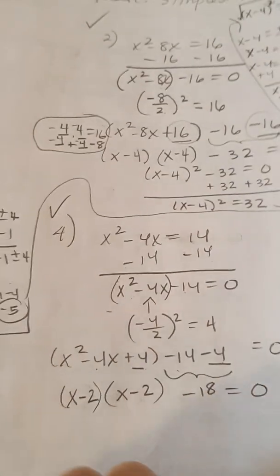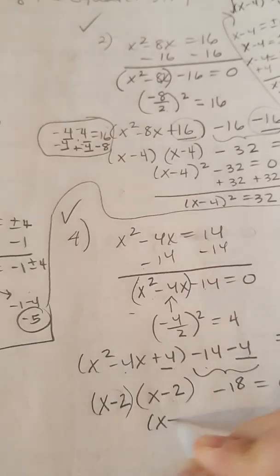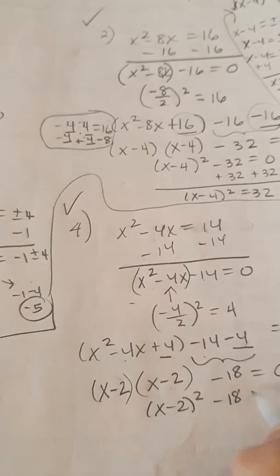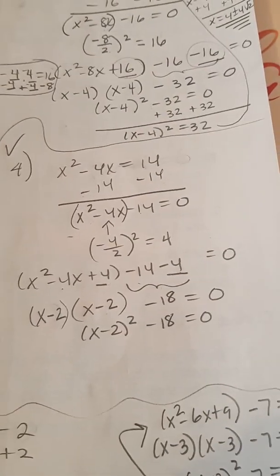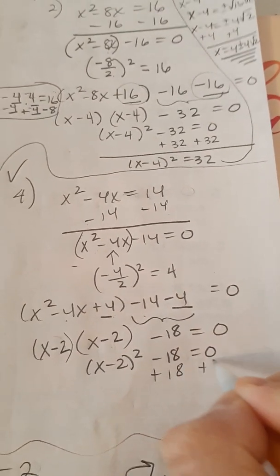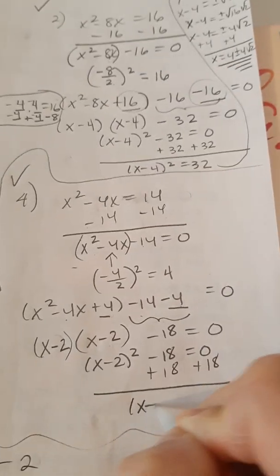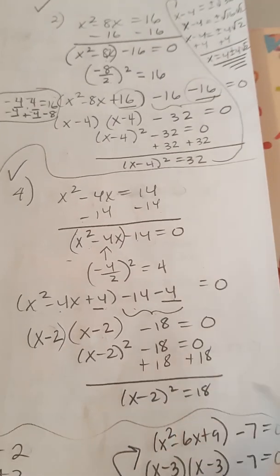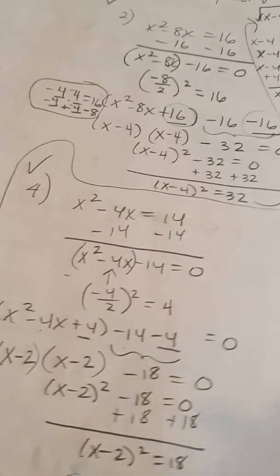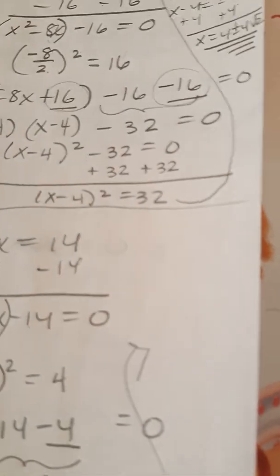Okay, so since you have two of the same factors, you square it. Add 18 to both sides. You get x minus 2 squared equals 18. I'm running out of space again. Follow me up here. So now at this point, we have x minus 2 squared equals 18. Take the square root of both sides. That cancels out the square term. We have plus or minus the square root of 18.